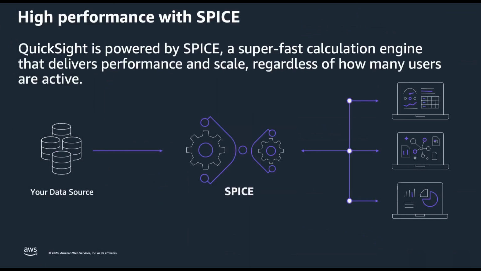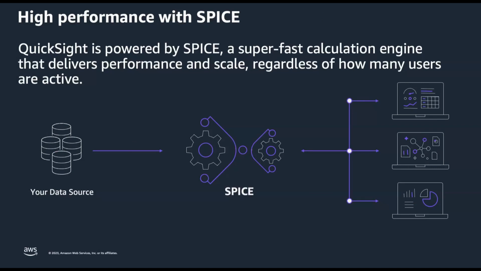So SPICE stands for Super Fast Parallel In-Memory Calculation Engine. It stores a snapshot of your data, and each data set which is using SPICE can store up to 1 billion records or 1 terabyte, whichever comes first. The benefit for you is that it provides fast performance no matter how many concurrent users are active.